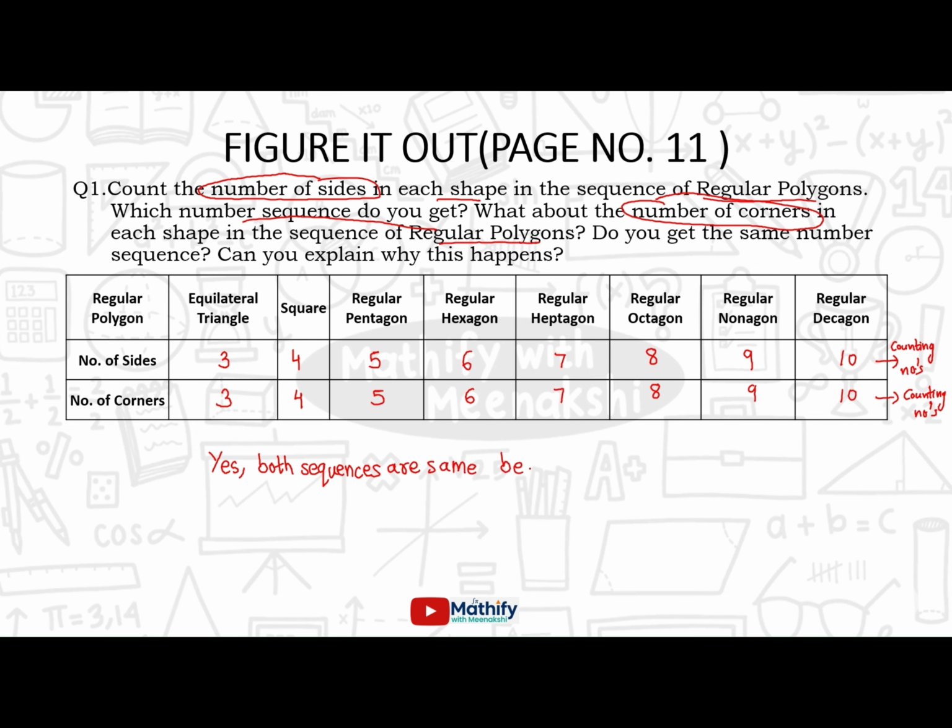So you have to explain that. You will write: because it's a regular polygon. So we know in regular polygons, or you can write, because in an n-sided regular polygon, we have number of sides equal to number of corners equal to n. That means in case you have any polygon that has n sides, obviously it has n vertices, n angles. That's why both are the same.